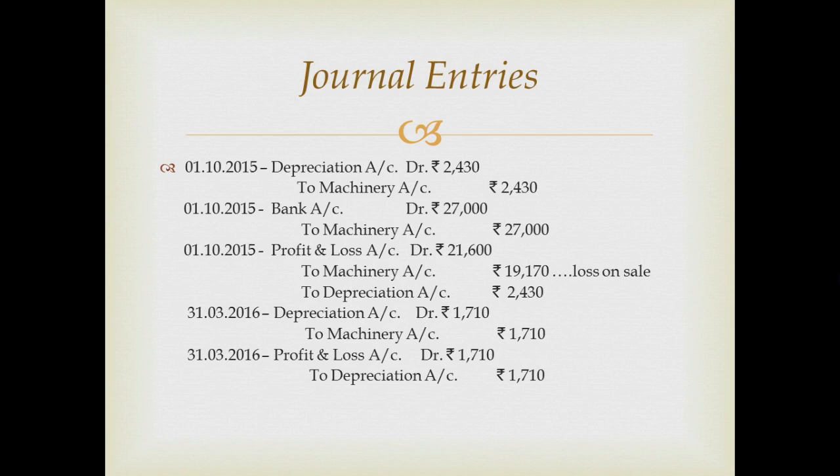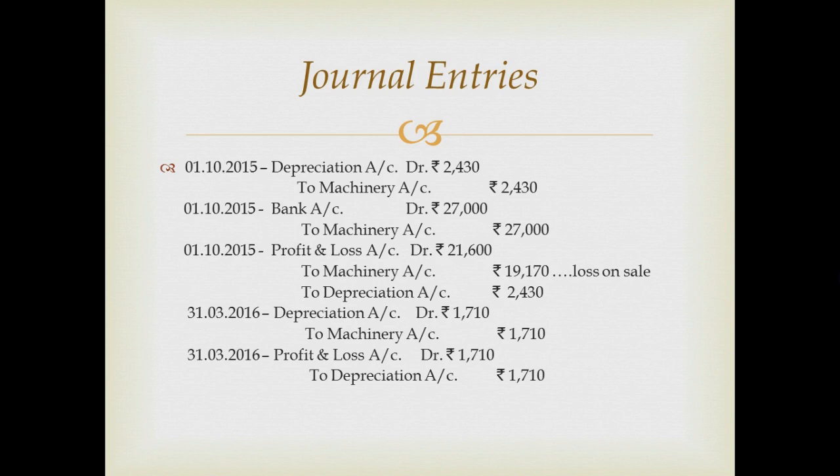The journal entries shall be, on the 1st of October 2015, depreciation account debit to machinery account rupees 2430. This is for the machine M1 which has been sold. On 1st October 2015, we have bank account debit to machinery account rupees 27,000, which indicates the receipt of money from the sale of the machinery.